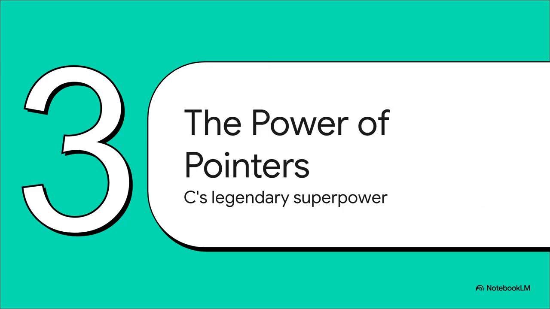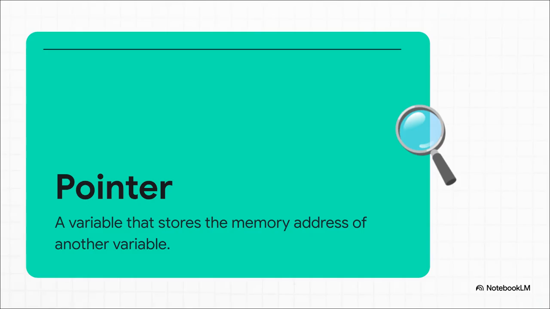All right, so what's the secret sauce here? What's the ingredient that gives C all this power? What makes it so incredibly fast, but also, at times, kind of dangerous? Well, it all boils down to one legendary and notorious feature: pointers. So, what in the world is a pointer?